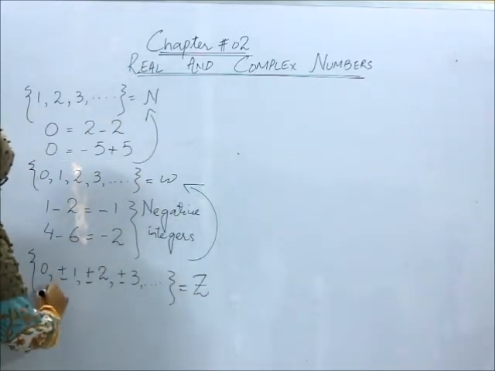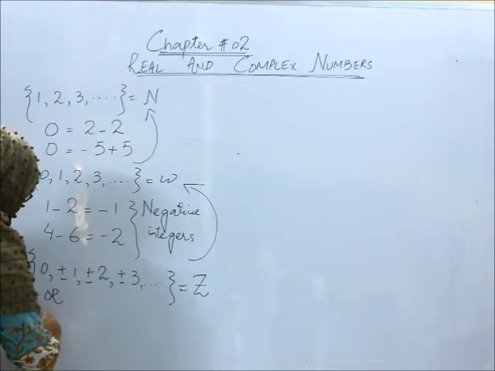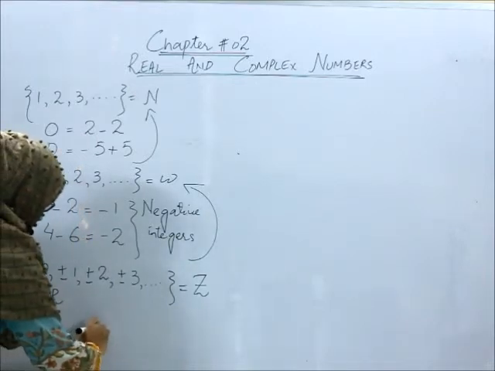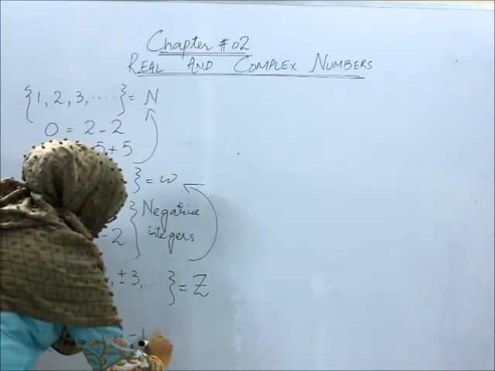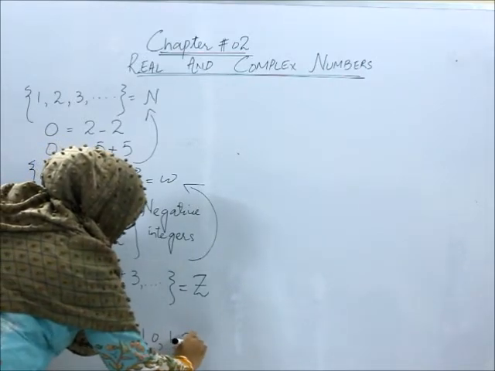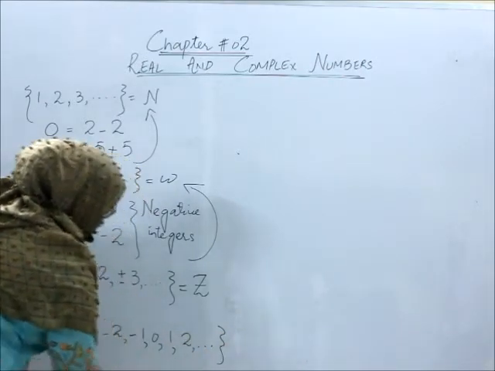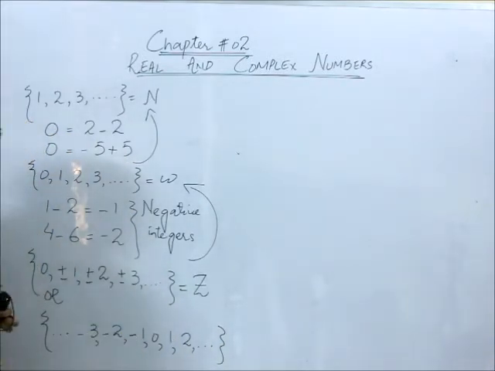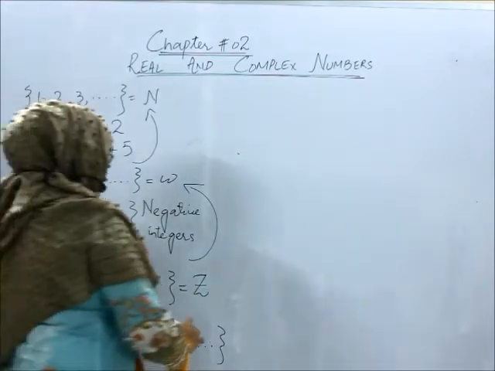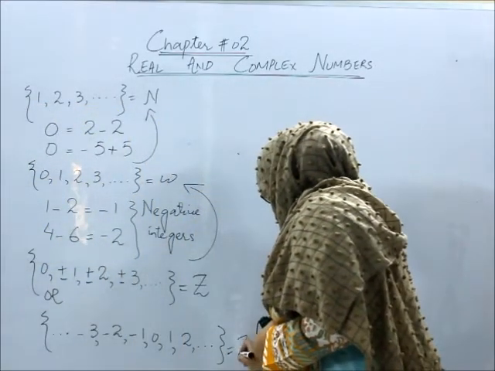Or we can write the set of integers in this form as well: minus 3, minus 2, minus 1, 0, 1, 2, and so on. Positive integers are on the right side of 0 and negative integers on the left side. So this set is called the set of integers.